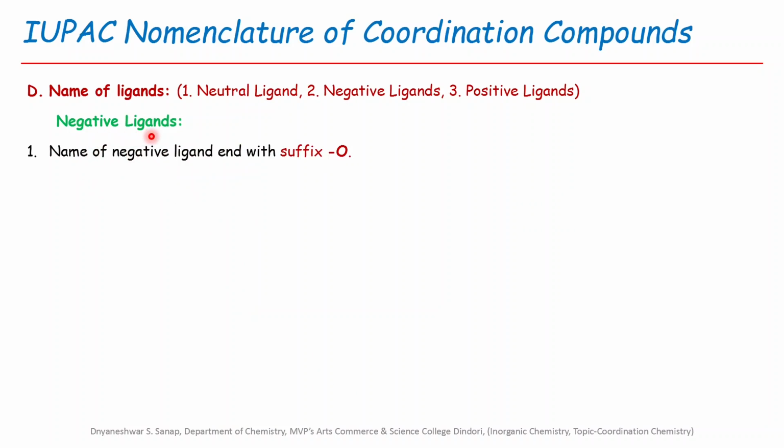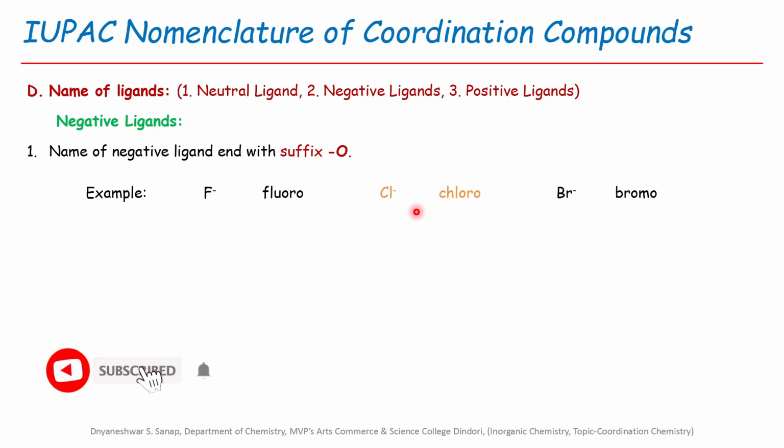While writing the name of a negative ligand, we have to write the name of the ligand with the suffix O. That means whenever you write the name of a negative ligand, we have to add the suffix O. The example of such a type of ligand is the fluoride anion, and we write this ligand name as fluoro instead of fluorine. For the chloride anion, we write chloro instead of chlorine. For the bromide anion, we write bromo instead of bromine. For iodide, we write iodo.